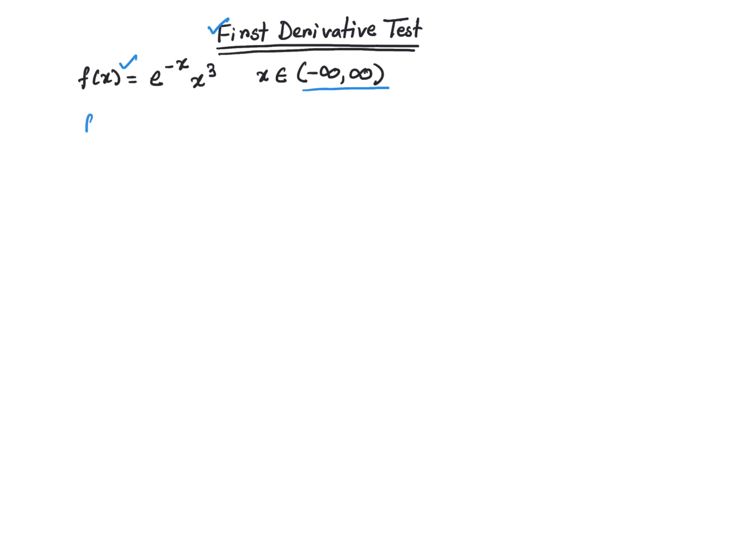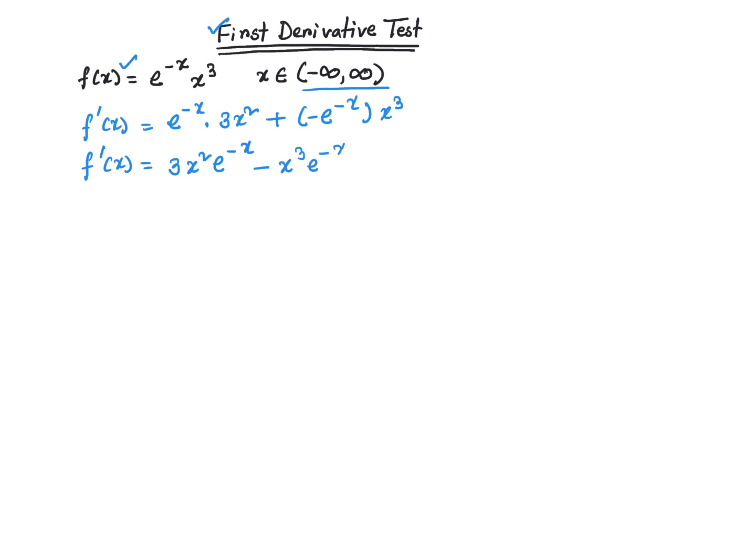The derivative f prime of x, using the product rule, is e to the power negative x times 3x squared, plus negative e to the power negative x times x cubed. So f prime of x equals 3x squared e to the power negative x minus x cubed e to the power negative x, and I can factor out e to the power negative x.